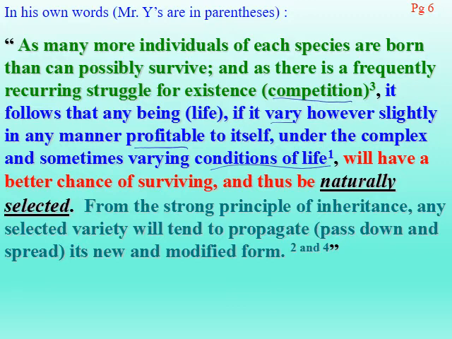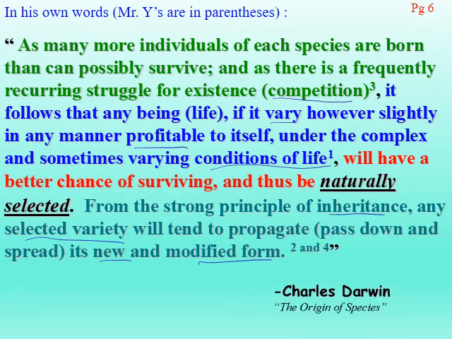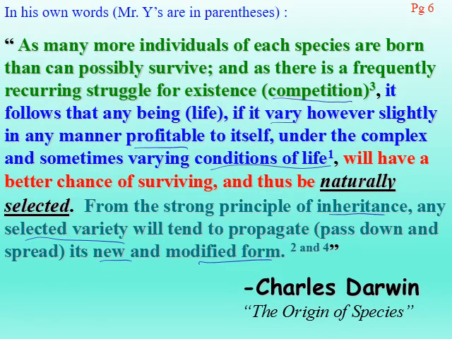From the strong principle of inheritance, any selected variety will tend to propagate. Propagate simply means to pass down and spread its new and modified form. That's both postulate 2 and postulate 4, about there being variation that's passed on and that it's not random which variation gets passed on. That is a direct quote from Charles Darwin in his book, The Origin of Species.